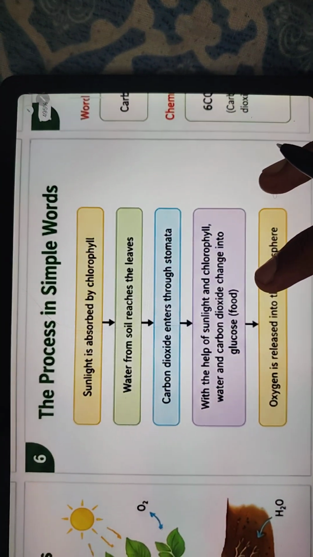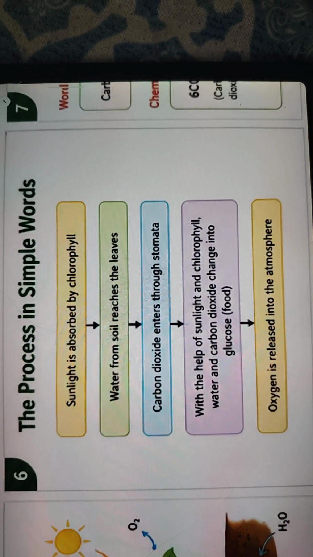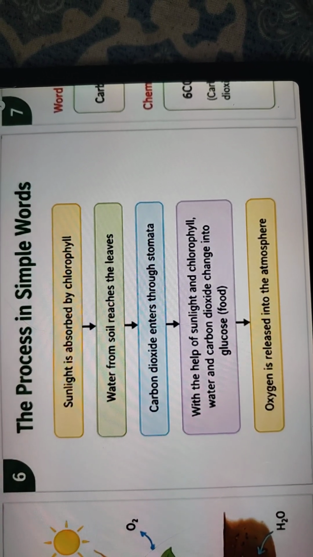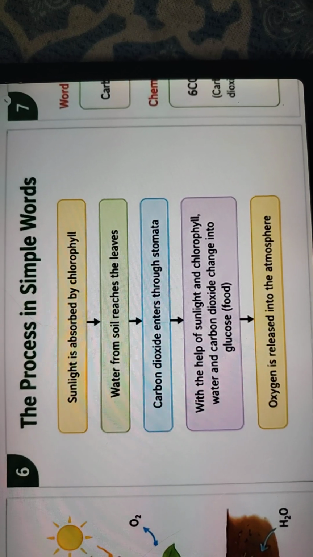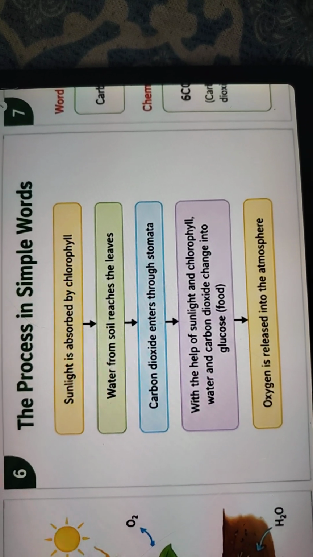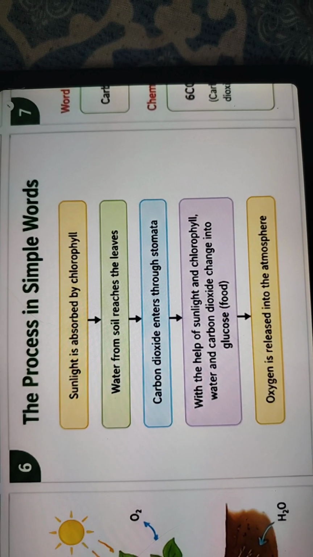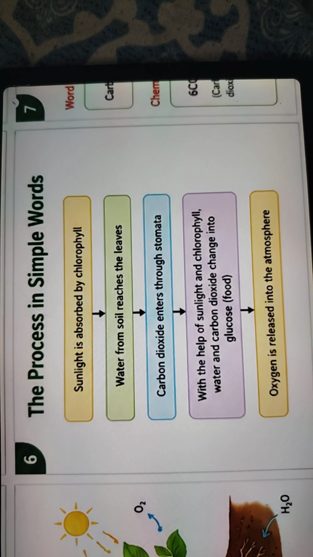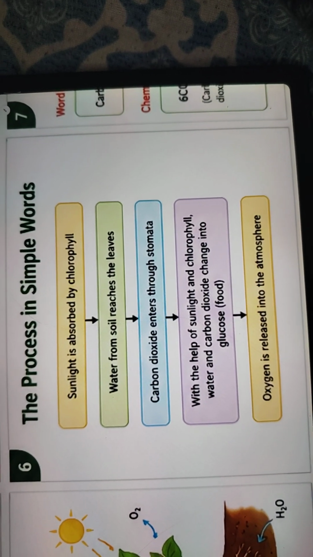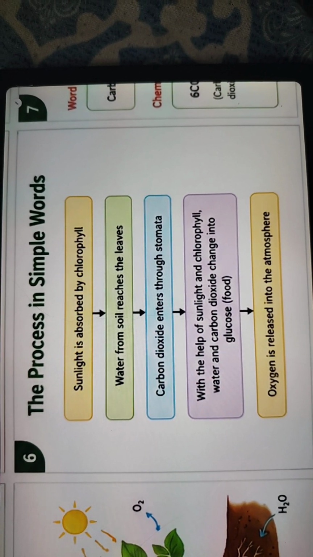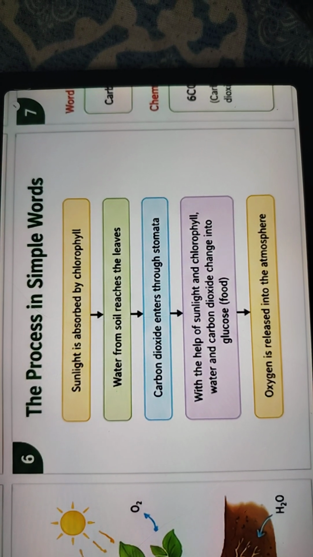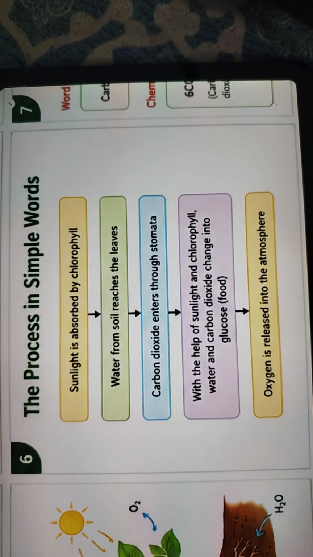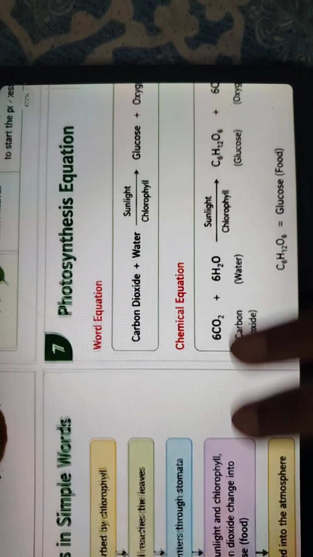Now the process in simple words is: sunlight is absorbed by the chlorophyll, water from the soil reaches the leaves, carbon dioxide enters through the stomata, and with the help of sunlight and chlorophyll, water and carbon dioxide change into glucose. So water is H2O, carbon dioxide is CO2. So this gives glucose, that is C6H12O6, that is one molecule of glucose, and as an output oxygen is released into the atmosphere.